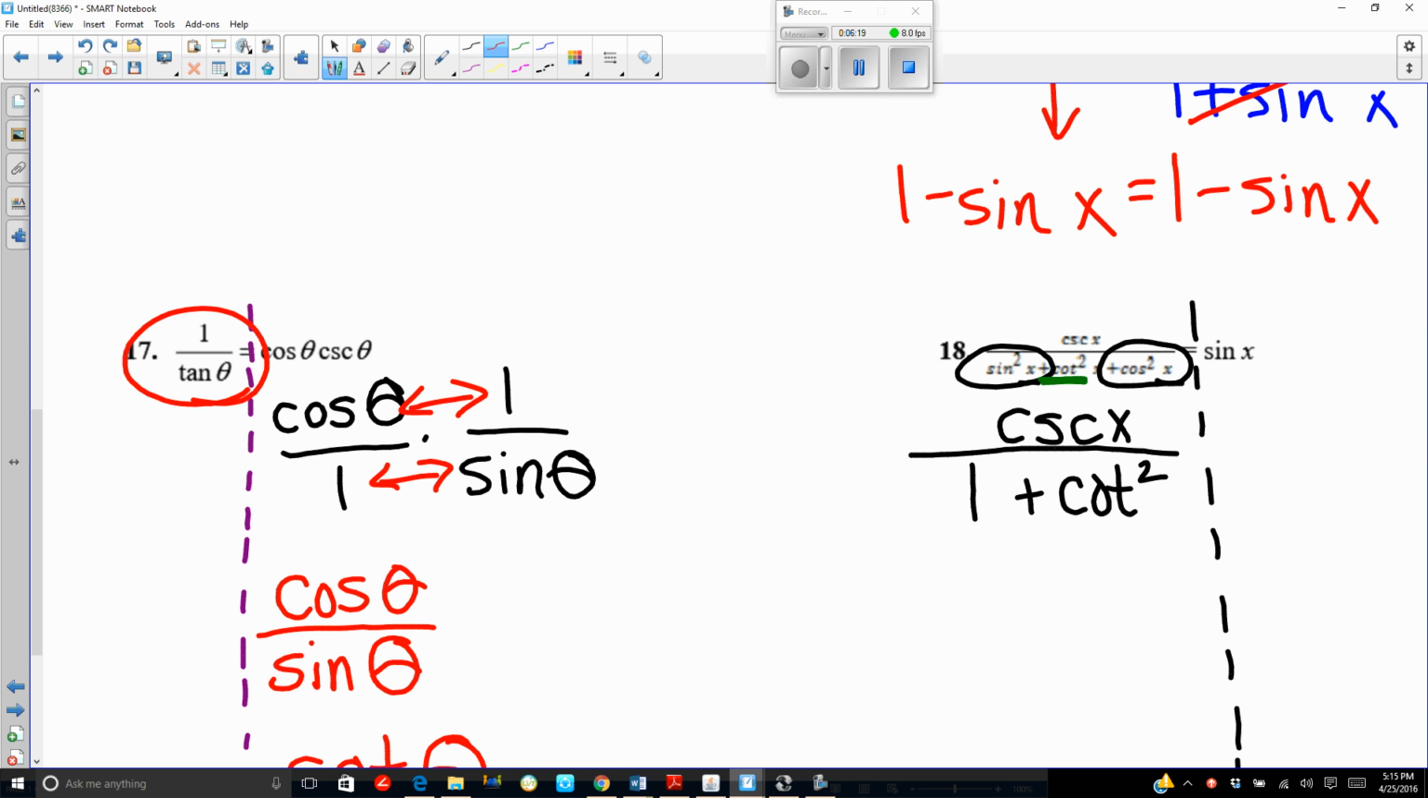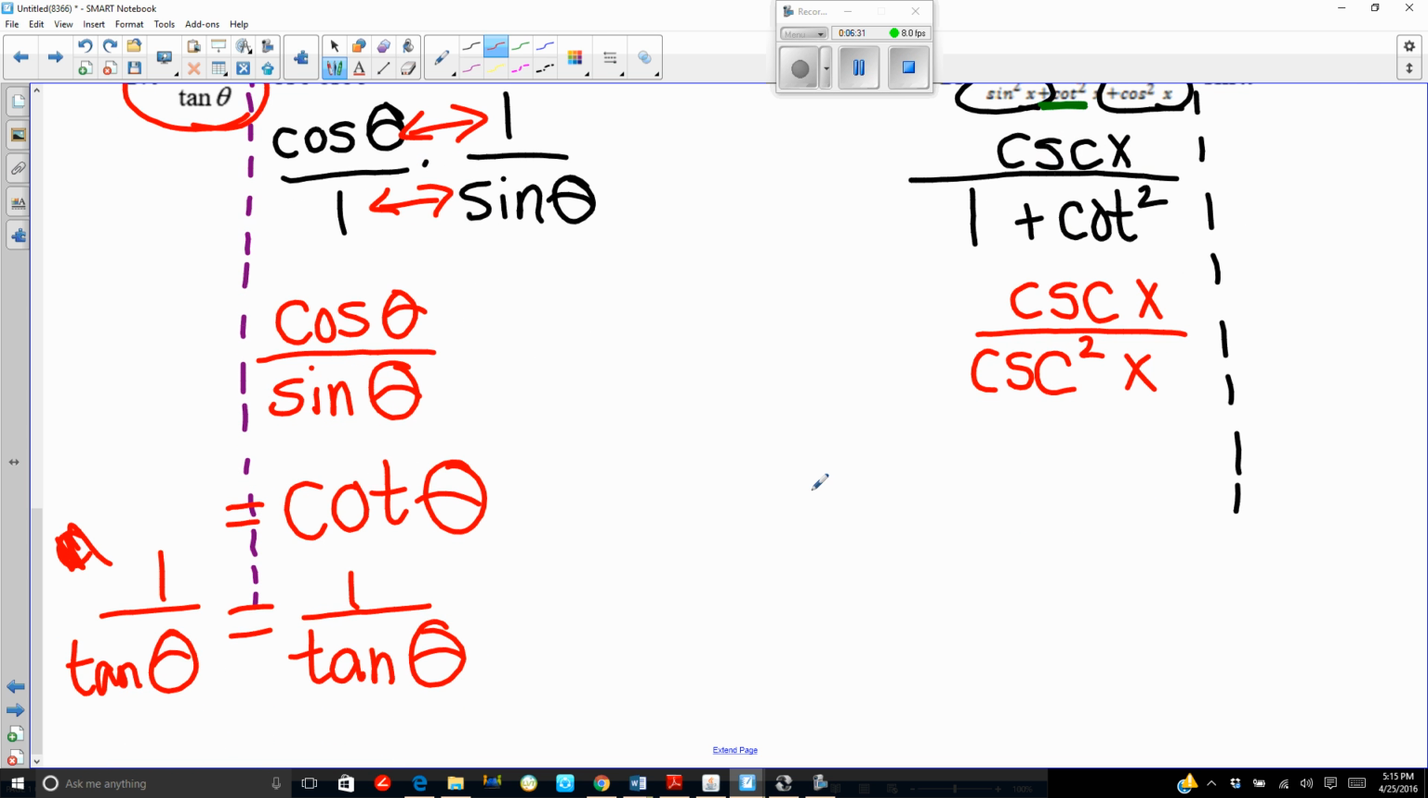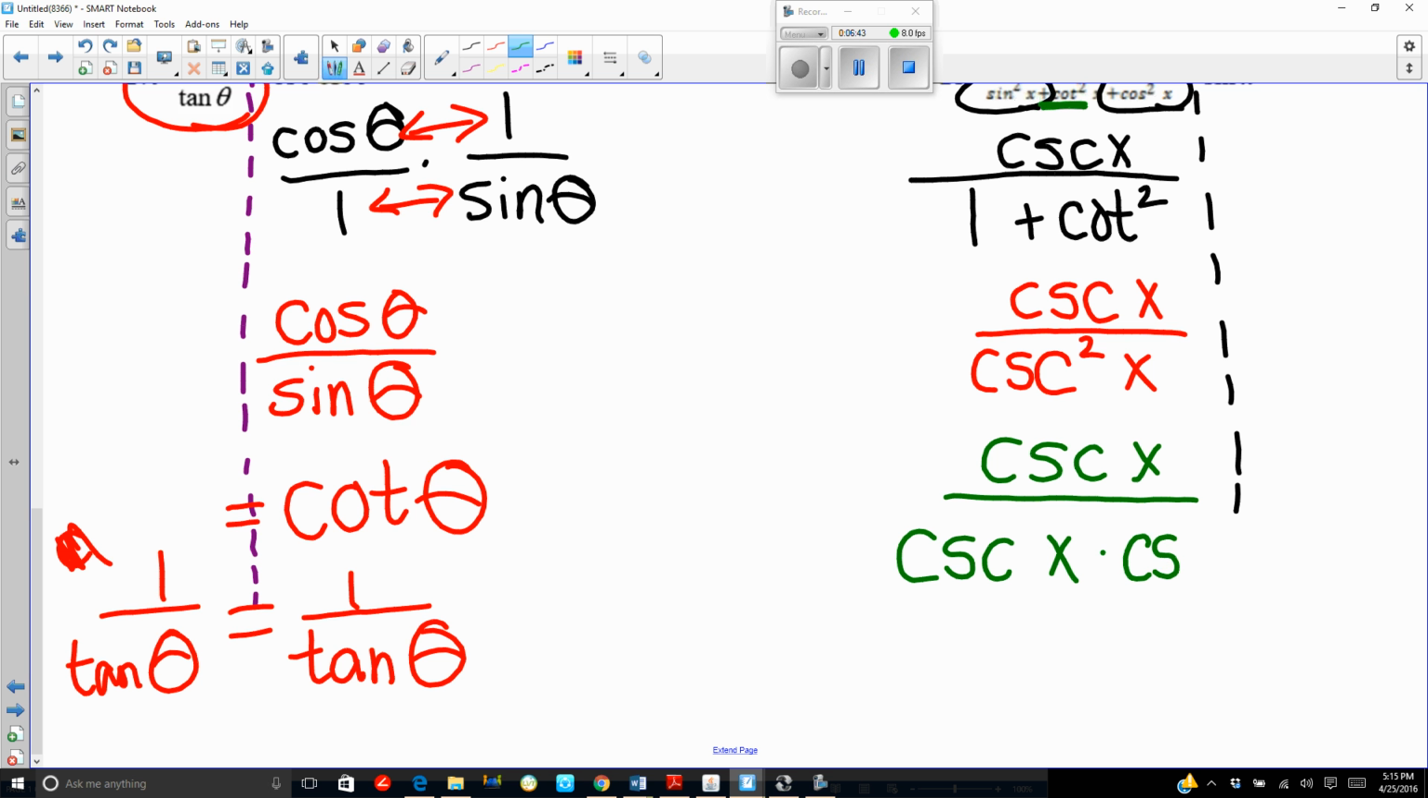So we can rewrite this as cosecant x over cosecant squared x. Some of you might be able to skip a step here. Go ahead and show them all. Cosecant squared is the same thing as cosecant times itself. It's just the definition of squaring something. And then one of those cosecants will cancel, which leaves a 1 on top.